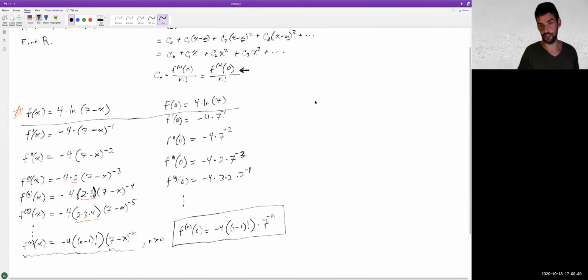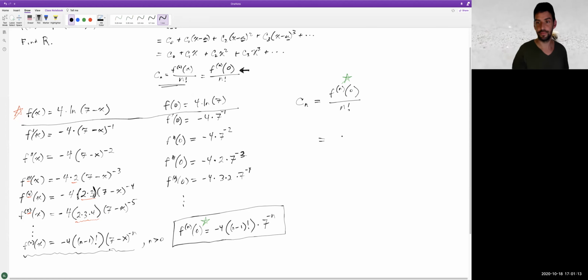The nth coefficient, remember, I'm just looking back at this formula, c sub n is equal to the nth derivative at 0 over n factorial. We just came up with a nice formula for the nth derivative at 0 right here, so we can put that in right here. So when we do that, we get the nth derivative is equal to negative 4 times n minus 1 factorial times 7 to the negative n, and all of this gets divided by n factorial.